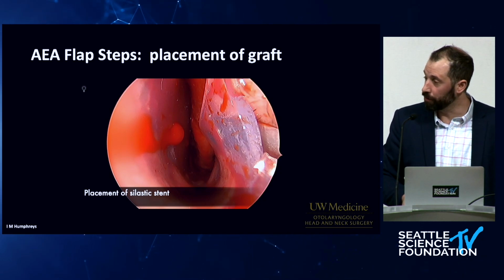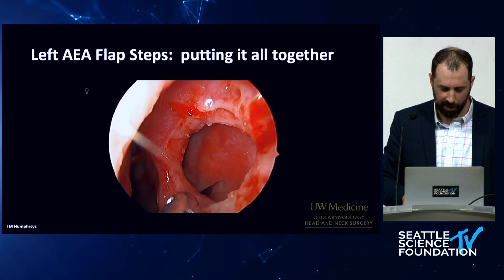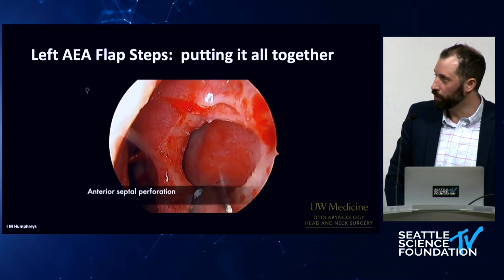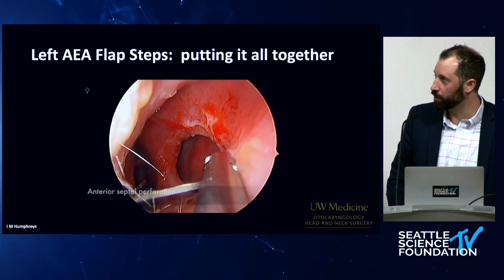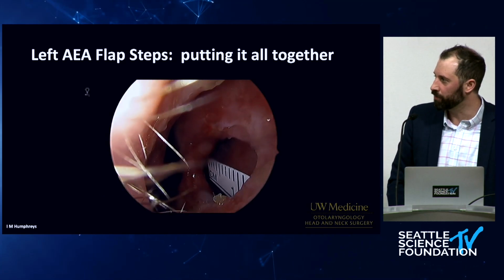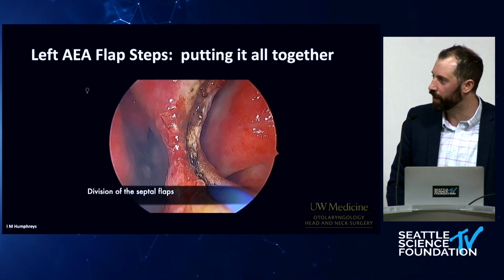So let's try to put it all together and just see how this looks when we stream it together as an entire procedure. So here's our perforation. This here in a moment is just removing some crusting, better approximating it, trying to understand what's underneath. Is there cartilage? Is there not? Is it just soft tissue? And as you saw here, this one's not very large. It's about 1 centimeter by 1.5 centimeters.